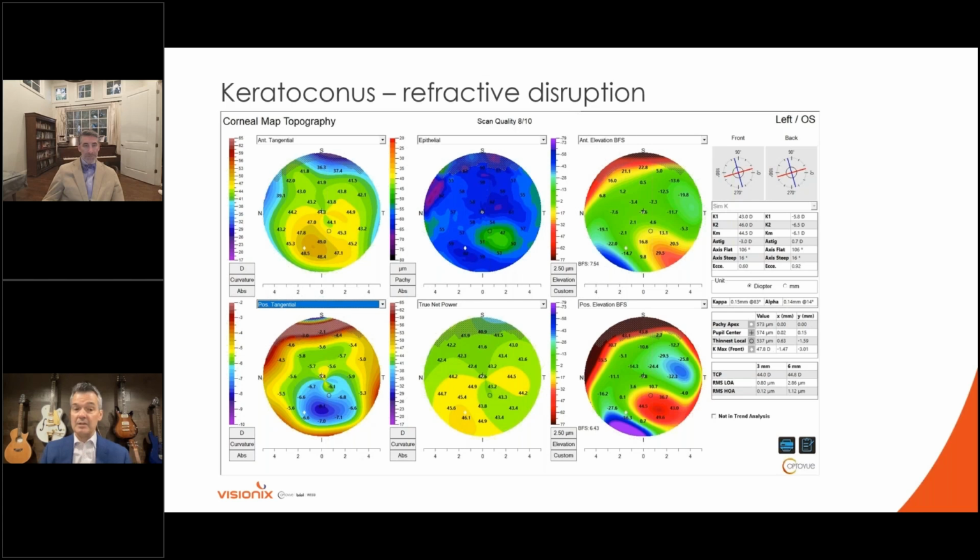And this is the patient's other eye. So again, on the left-hand side, you're looking at the anterior surface and the posterior surface. You're looking at the epithelial thickness and the true power net. And in the bottom right, you're looking at the elevation from the posterior best fit sphere. And again, you can see the red region at the bottom of that map showing how much it's deviated from where that best fit sphere would be.